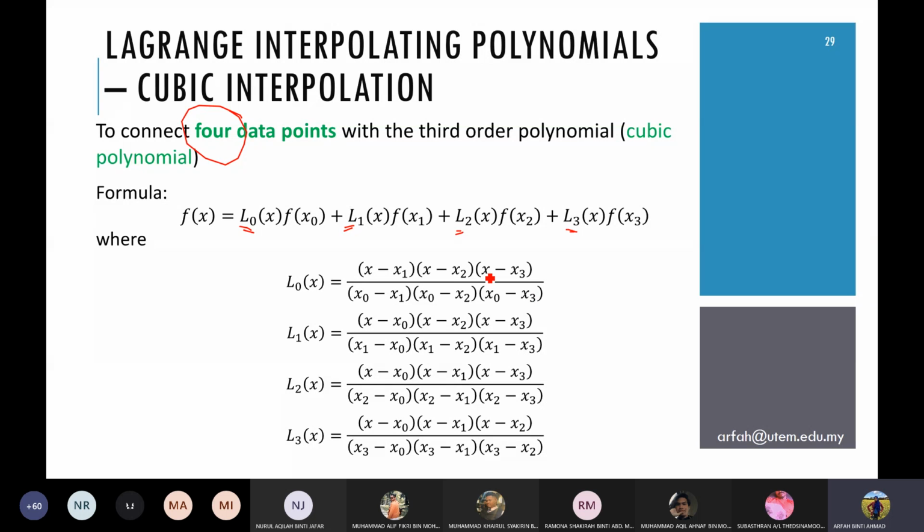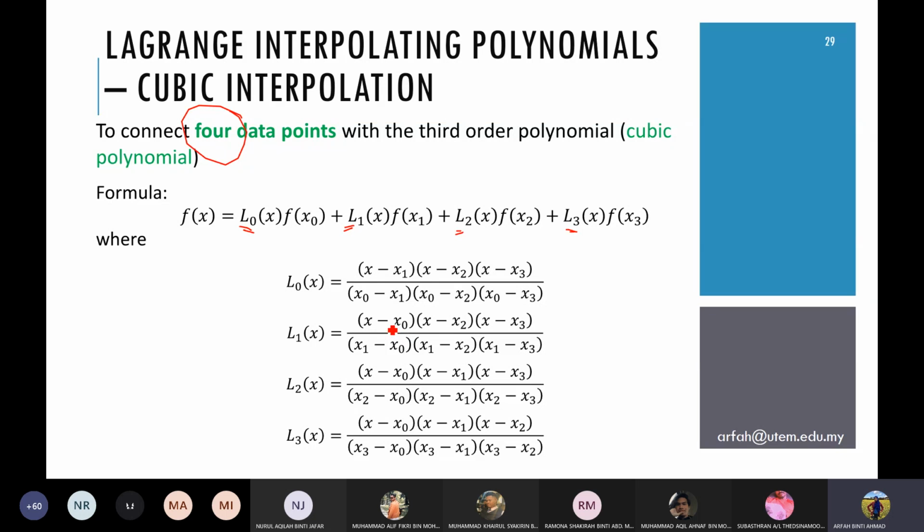So sebenarnya dia ada pattern untuk setiap dia punya Lagrange punya coefficient. So macam mana dia dapatkan all these coefficient? It is actually daripada graph. Okay, so I didn't show you the theoretical behind this one. So we just make use of the formula developed by the previous researcher.